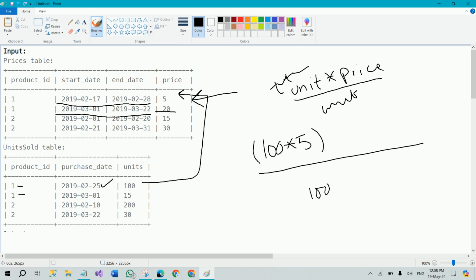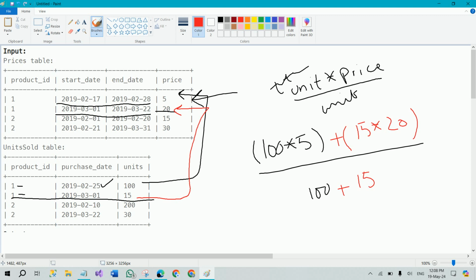And do we have any product sold in this date range in the units sold table? You will see this. So we have 15 units sold on 1st March for which this price will be valid. So we are going to multiply 15 with 20, and adding 15 here. Now we don't have any other product ID 1 in the prices table, and we don't have any other units sold here. So that's all.